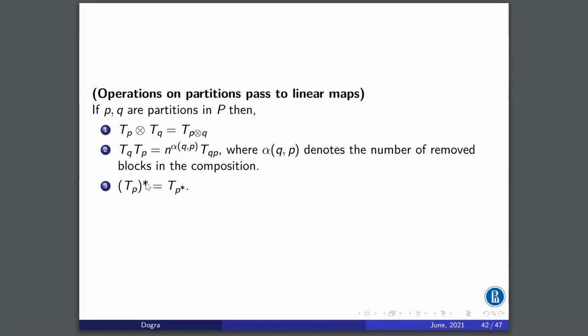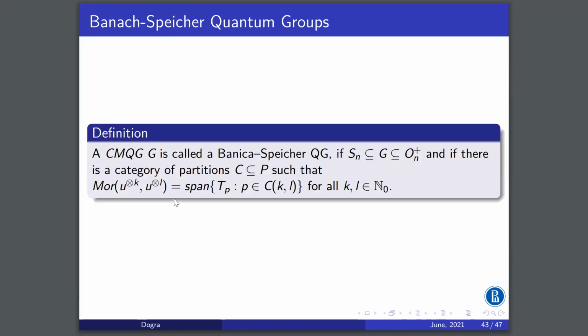And again, the involution of a map is given by the map with respect to the involution of the partition. And now we're ready to define the Banica-Speicher quantum groups. Given a compact matrix quantum group, it's called Banica-Speicher, sorry, this was a typo, if the symmetric group is a subset of G and G is a subset of the orthogonal group.